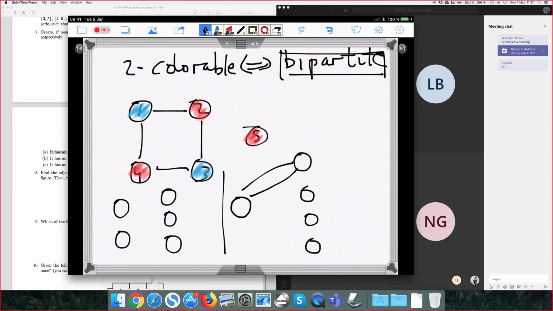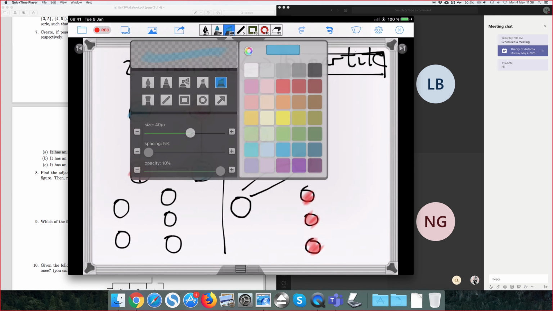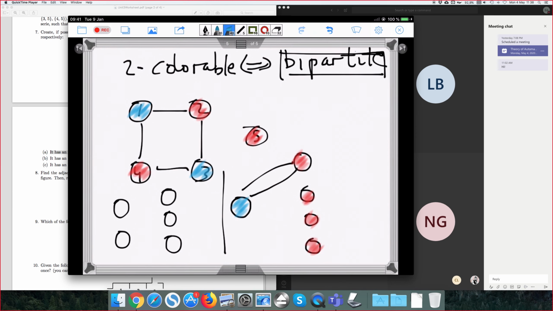I can give color red, for instance, to these vertices here, and then color blue here, okay? But if I want it to be connected, I can go like this, okay? And I have a connected graph with an Eulerian cycle, and it's bipartite, okay? I can do something similar here. I'm not sure. Maybe if I do something like this, okay.